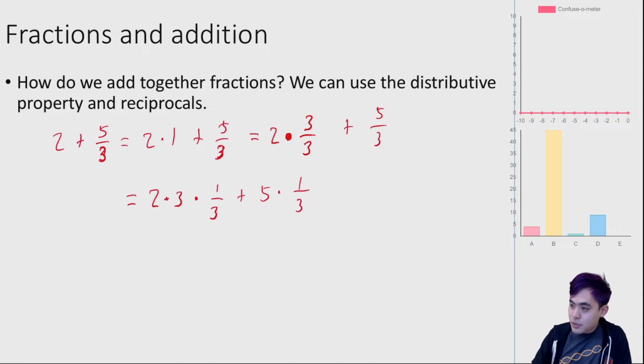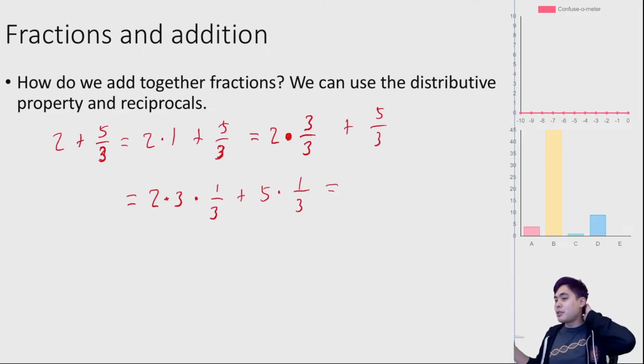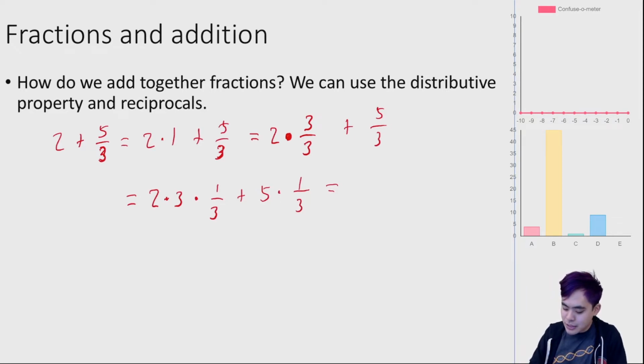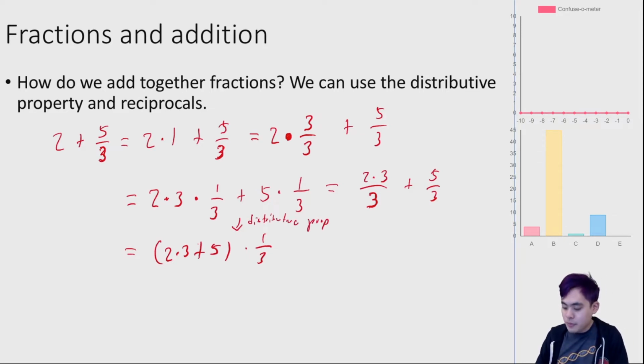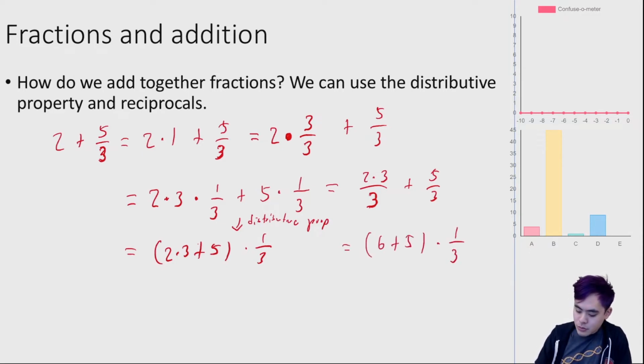Well, then this is equal to, and this is the reason we want everything in the denominator to be the same, because you can also think of this as just the denominator as being the same. You can also think of this as 2 times 3 over 3 plus 5 over 3. But the idea here is that we can go directly from here and get to 2 times 3 plus 5 by using the distributive property, times 1 over 3. This is the distributive property of multiplication and addition. And now this is equal to 6 plus 5 times 1 over 3, which is equal to 11 times 1 over 3, which is equal to 11 over 3.